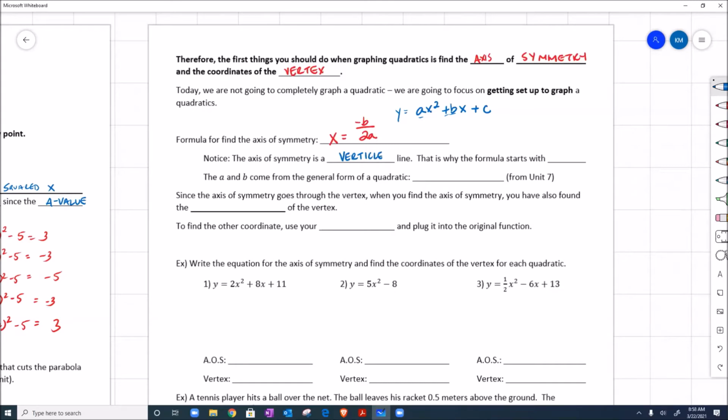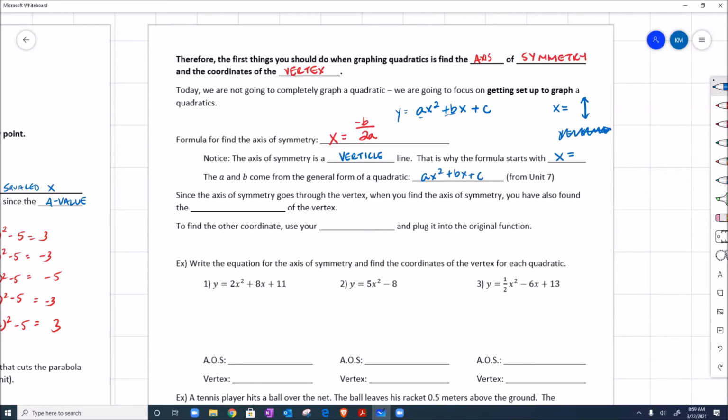Okay, so remember that we looked at that when we're graphing. We remember that x equals something was always an up and down line. If we had like y equals a number, it was a horizontal line. So that's just kind of review. You can kind of erase that from your mind right now. But x equals is a vertical line. That's why the formula starts with x equals. The a and b came from the general form for a quadratic. Just wrote that down up there.